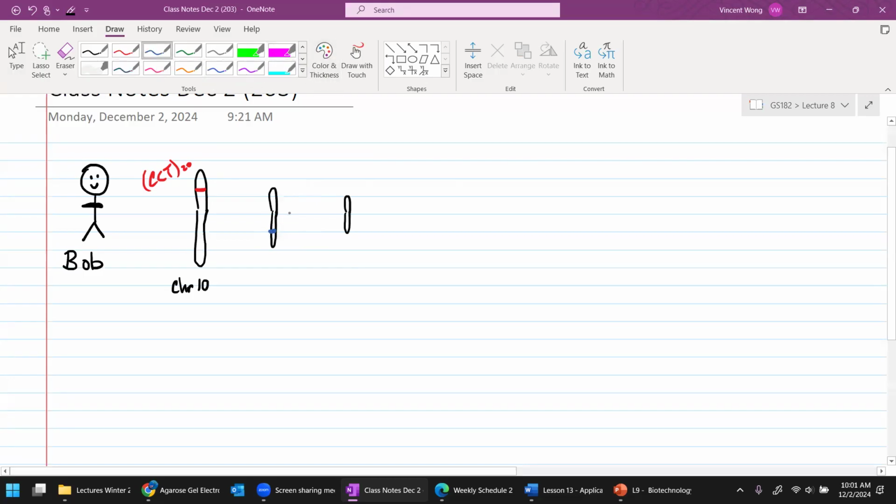Over here on another chromosome, he has AT repeated 5 times. And this is chromosome 17. And then on chromosome 20, he's gonna have another CGG maybe, and this is gonna be repeated 10 times.